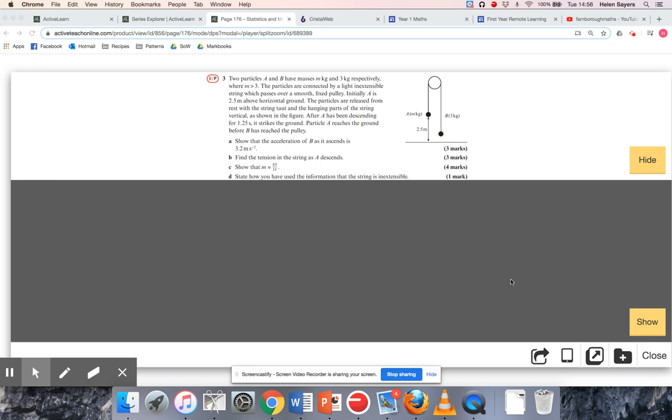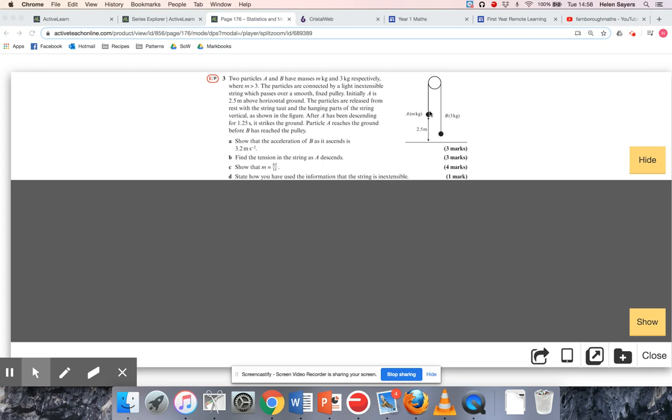Okay, so we're doing question 3 from exercise 10F in the first year mechanics textbook. So I've got a pulley system. I'm told the masses of the two particles that are hanging over the pulley. I'm not told the mass of particle A, but I am told that m is greater than 3. So that means I do know that the mass of particle A is greater than the mass of particle B.